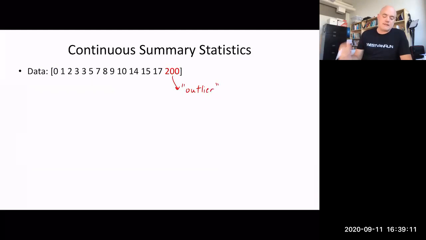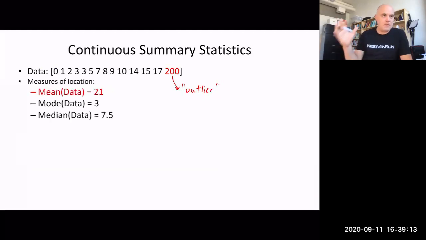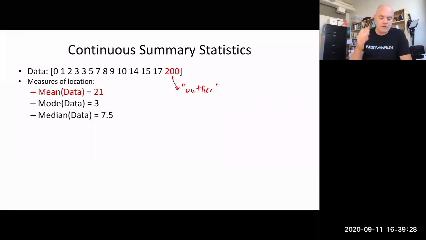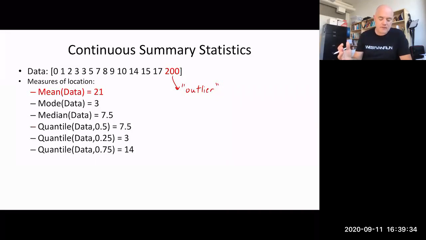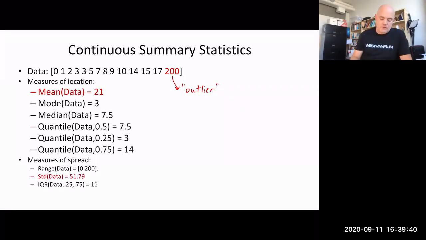This particular data set has a clear outlier, and we put this here just to make sure that when you're thinking about these statistics and what they tell you, you are aware that some of these statistics are sensitive to outliers. For measures of location, if you take the mean of this data, add it up and divide by the number of data points, you get 21. The mode, the data item that occurs the most frequently, is 3, and the median is 7.5. The 0.5 quantile is 7.5, and so on and so forth.